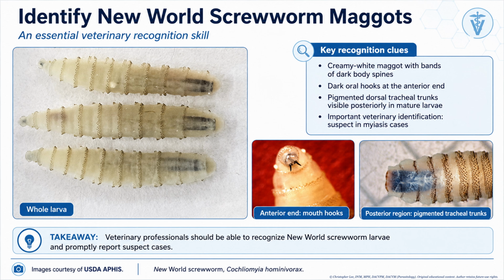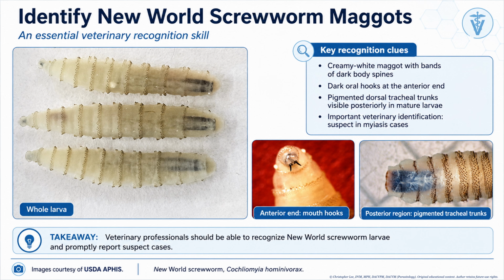New World screwworm, Cochliomyia hominivorax. It's a high-stakes recognition topic. The species name is unpleasant, but memorable. Hominivorax points towards eating humans, and it reminds us that these larvae feed in living tissue. In veterinary medicine, the major concern is livestock, pets, wildlife, and occasionally people.